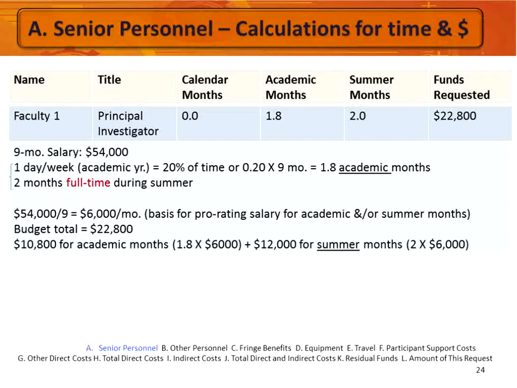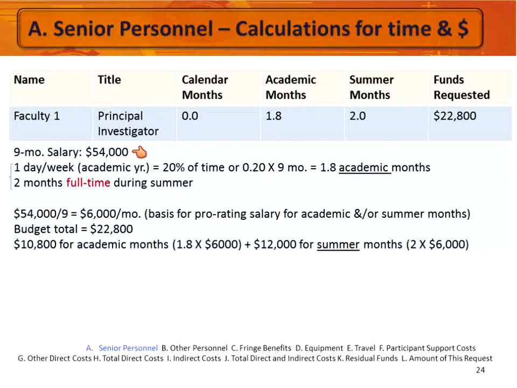Because time and compensation calculations are an area where reviewers and program officers often find errors, I want to provide a couple of very specific examples to help you do this right. In this first example, we will assume that the principal investigator, faculty member number 1, is a faculty member whose academic year contract is $54,000, right there.